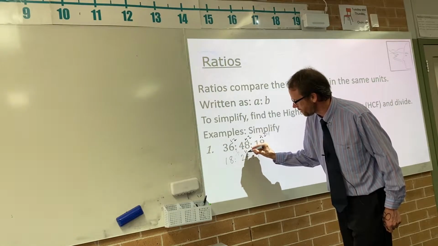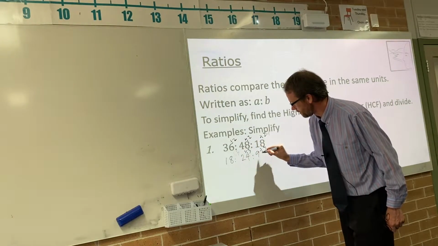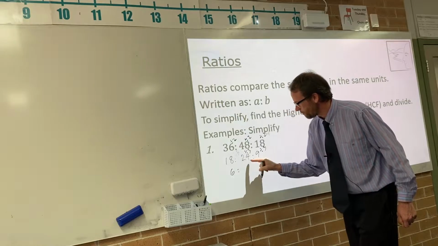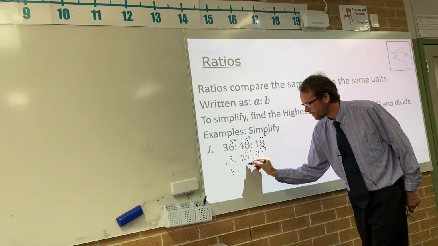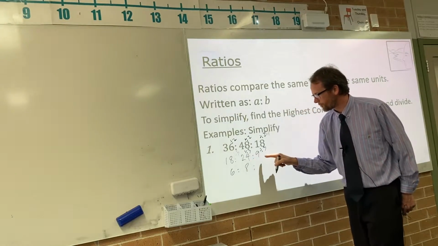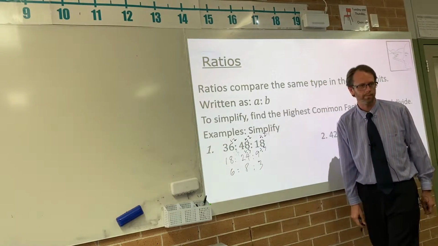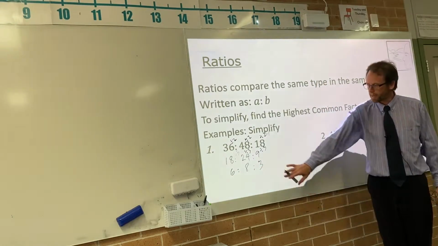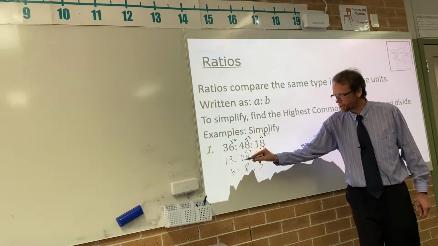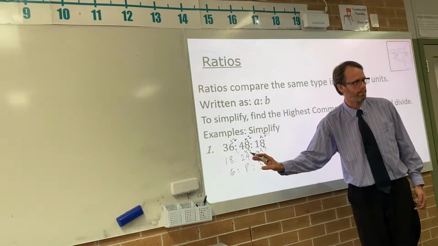What's 18 divided by 3? 6. Thank you. So we've got 6. What's 24 divided by 3? 8. What's 9 divided by 3? 3. So it's 6 to 8 to 3. Okay? So just be careful. Make sure you double check so you don't make a mistake. That's all we're doing there.